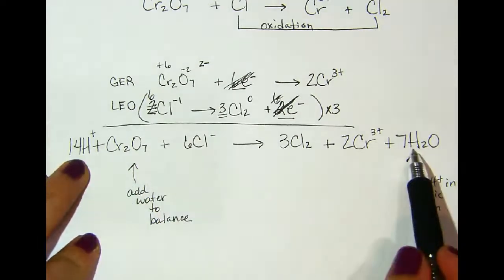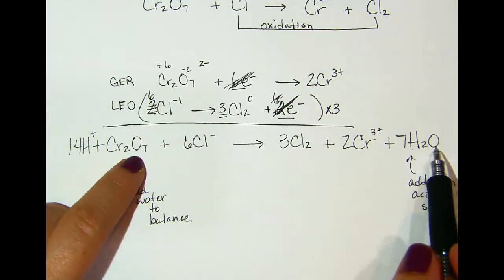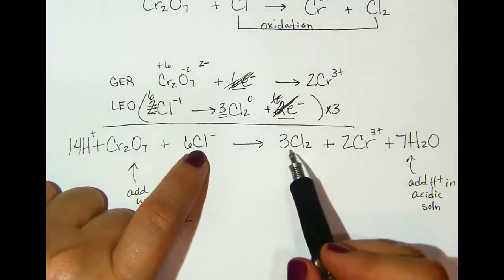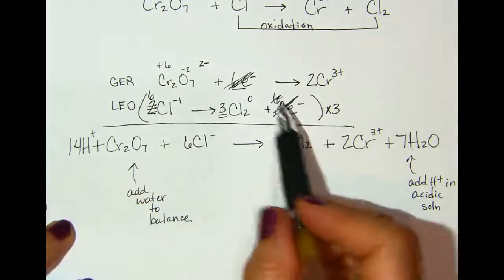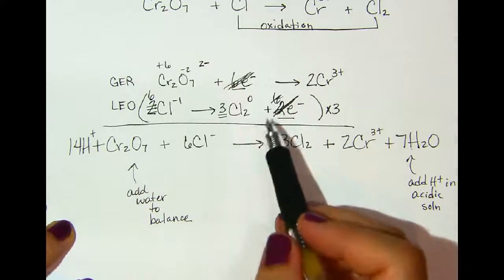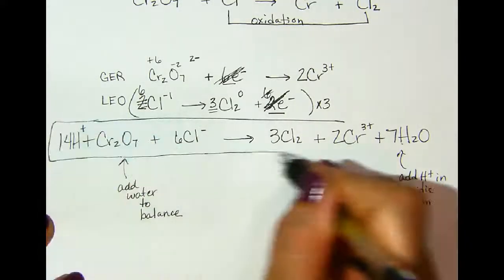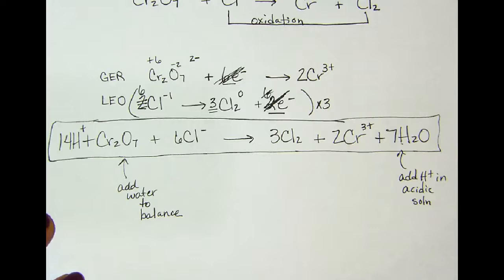We have 14 hydrogens, we have 7 oxygens, we have 2 chromiums, we have 6 chlorines, and we know that we balanced the electrons because we looked at the half reactions up here. And so this would be my final balanced equation for this redox reaction.